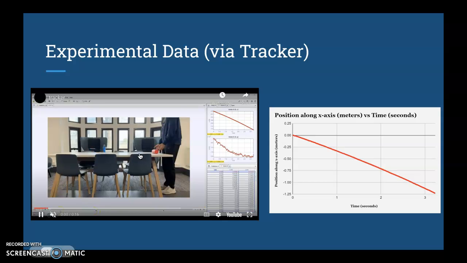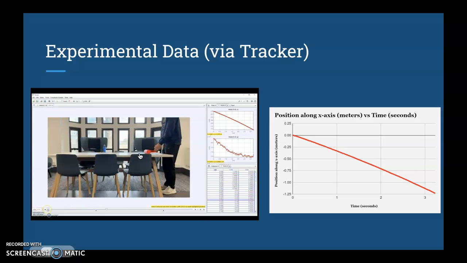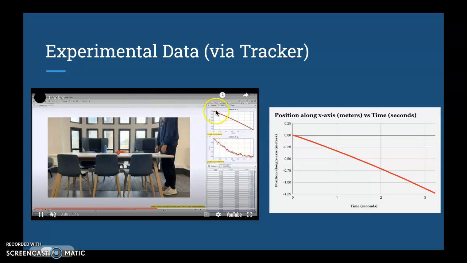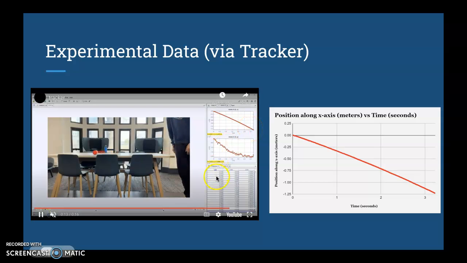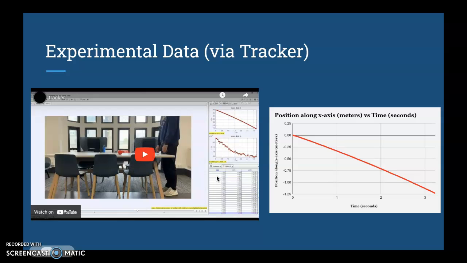On the left, you can see Tracker, which spotted all the individual points that are used to track the movement of my water bottle. On the top right, you can see a position-time graph that has a linear and decreasing slope. And at the bottom right, you can see all the individual points of the times and the x-coordinate of the water bottle rolling across the surface. On the right-hand side, you can see another graph that displays the position along the x-axis on the y-axis in terms of meters and the time in terms of seconds on the x-axis. Overall, you can see a fairly linear and decreasing slope.